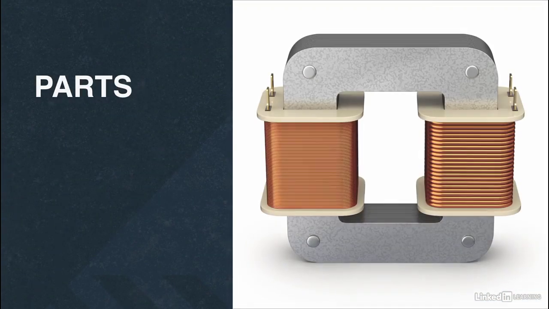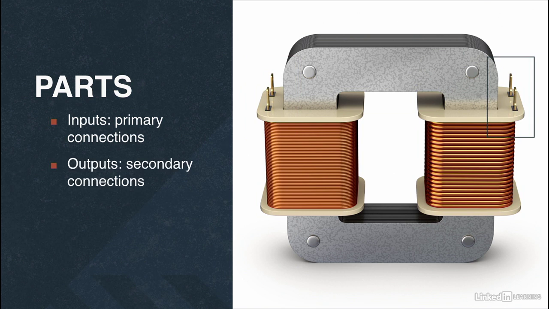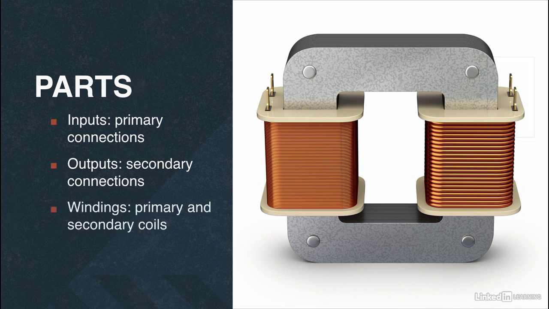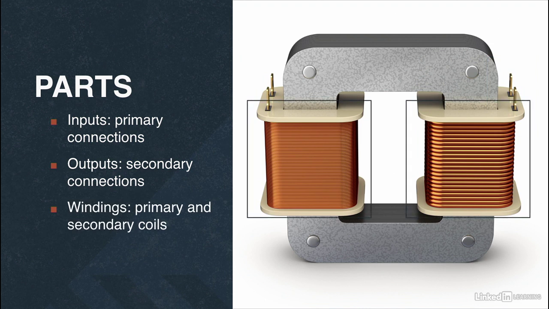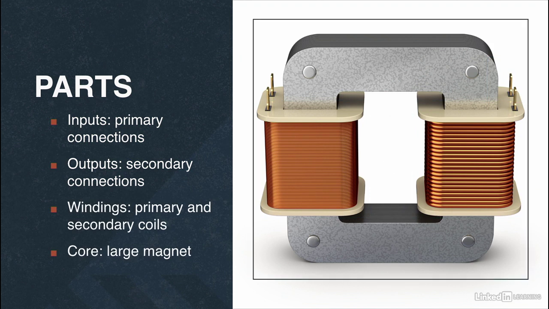There are 4 basic parts in a transformer. The input, or primary connections, where wires or conductors are attached. The output, or secondary connections, again where wires or conductors are attached. Windings, these are also known as primary and secondary coils. And the last part, the core. The core is a large metal piece that helps make the magnetism work.